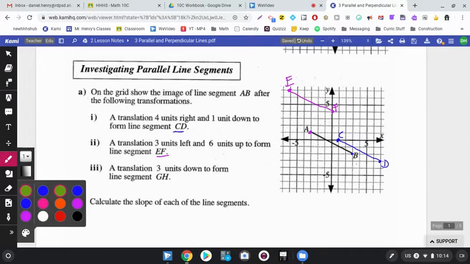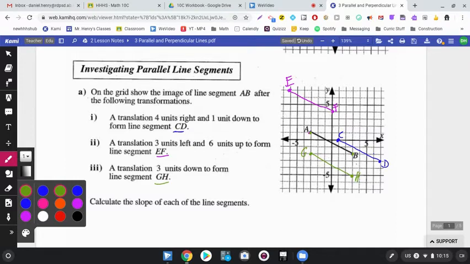And we'll quickly do that for GH as well. This one said just move it 3 units down. So I take A, move it 3 down. Take B, move it 3 down. Connect that line using a ruler if I had one. And there we go. Those are my 3 line segments.